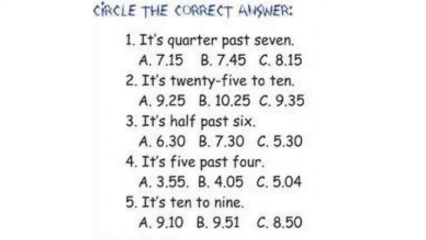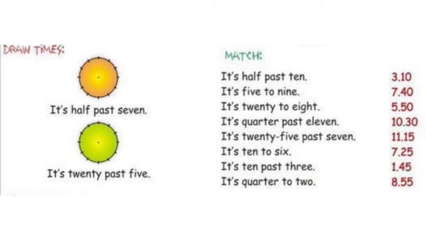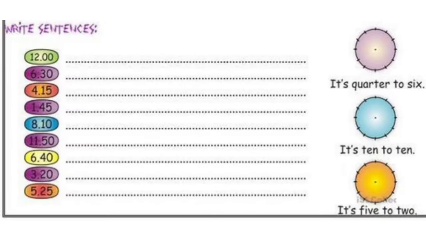Here's another worksheet telling the time. It's 7:15. Which one is it? 7:15. Here we go. It's 25 to 10. Do this activity with the students. Here they can draw it in. It's 7:30. It's 5:20. They can write this down in sentences and they can also write in the analog clock.